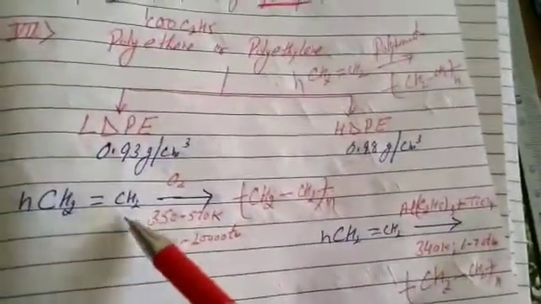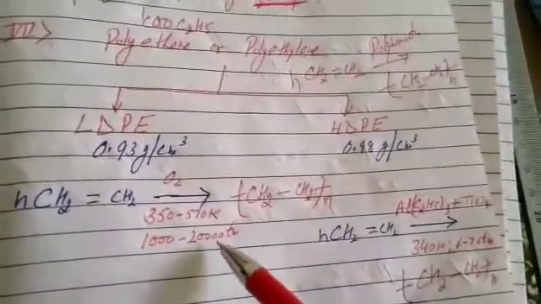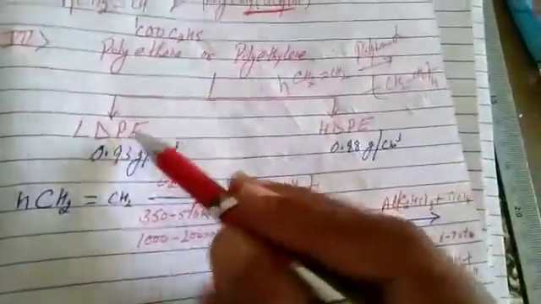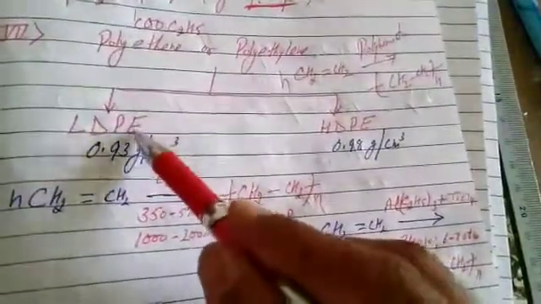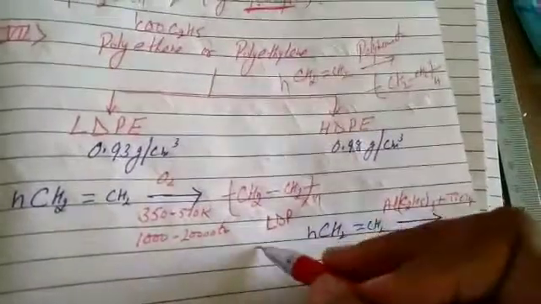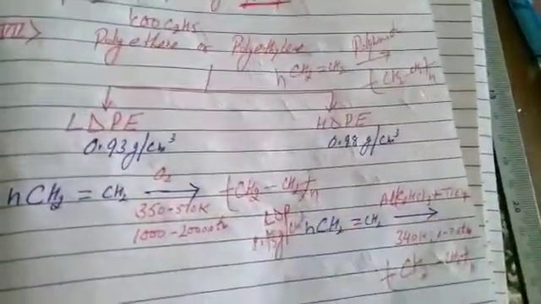When we polymerize ethene with air under 350 to 570 Kelvin and 1000 to 2000 atmosphere pressure, we got low density polyethylene, LDPE. It is low density polyethylene, common name, IUPAC pattern. Its density is 0.93 gram per centimeter cube.